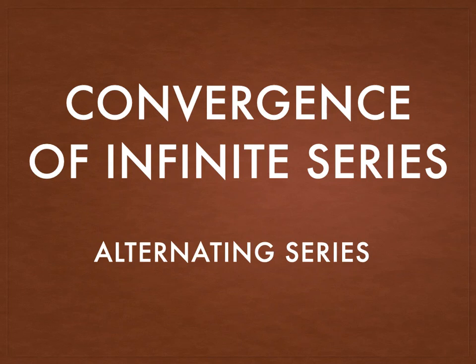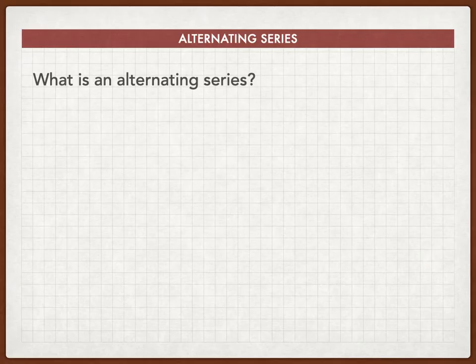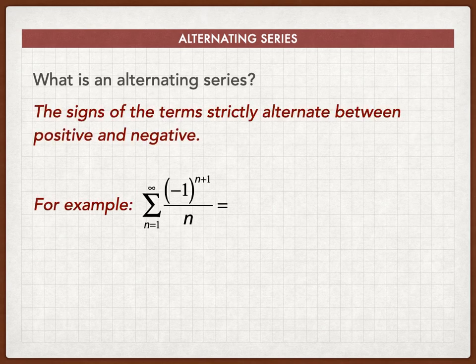Hi, let's talk about the convergence of alternating series. First, let's be clear about what we mean. It's all about the signs of the terms. The signs strictly alternate between positive, negative, or, of course, negative, positive. Here's an example.